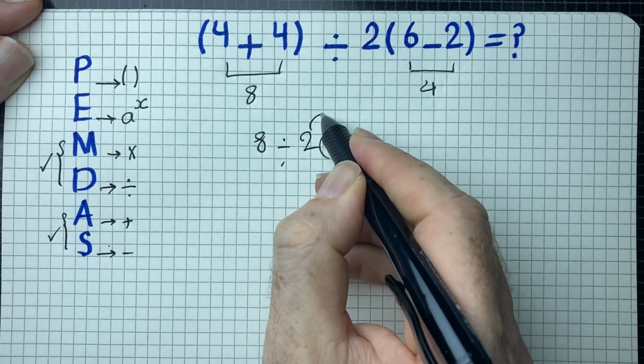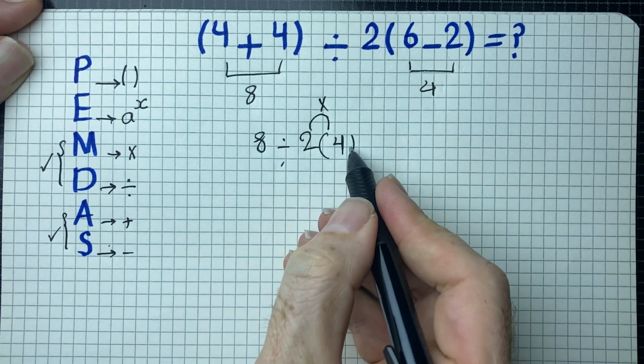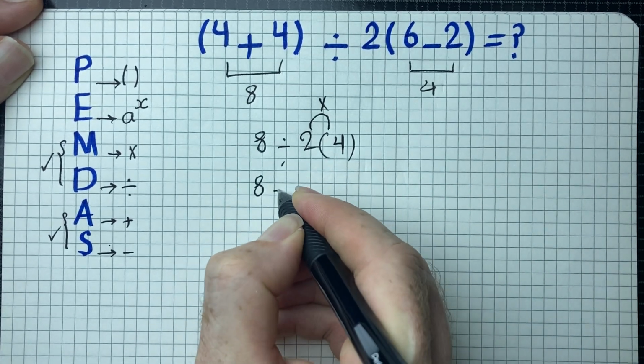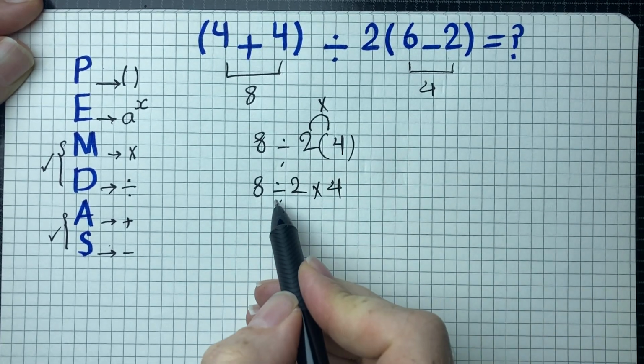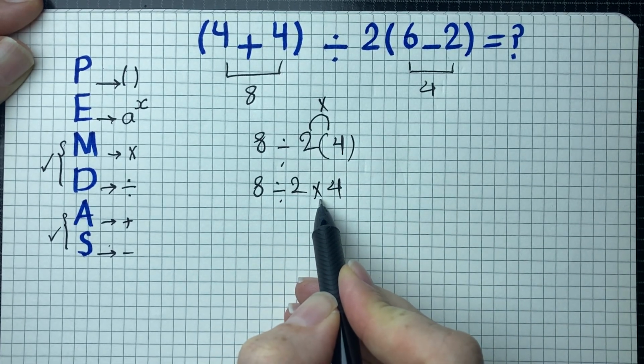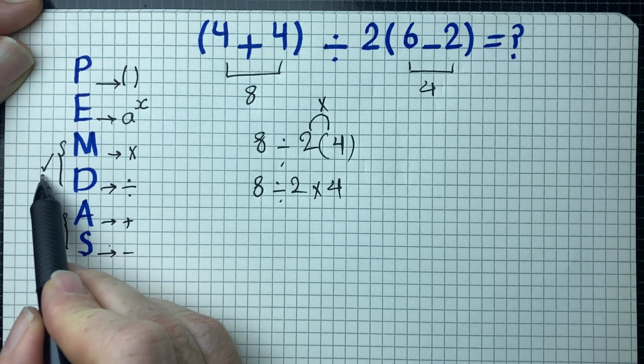Remember, a number next to parentheses means multiplication. So I write it in the form of 8 divided by 2 times 4. Next, we have division and multiplication. As you know, multiplication and division share the same level.